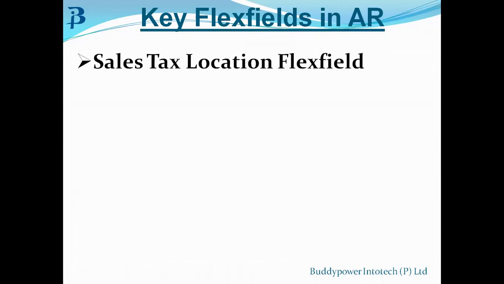Moving ahead, we have two flex fields in accounts receivable. The first one is your sales tax location flex field. Here the sales tax location flex field validates addresses with your home country and calculates sales tax on your shipping address, where you're actually shipping your products. You must enter a value for this structure in the system regardless of the tax method you're using. All of this we do during the setup.